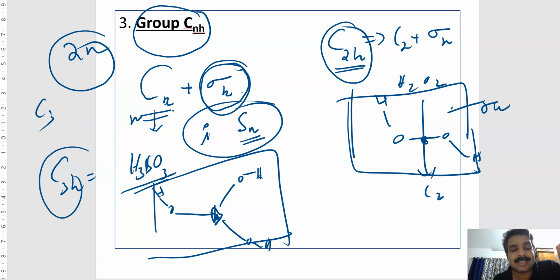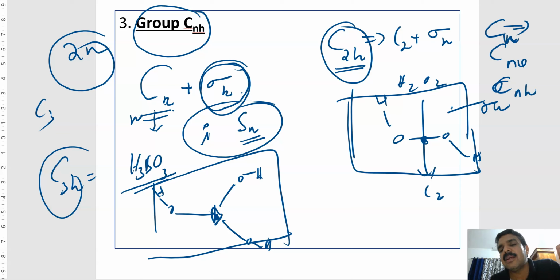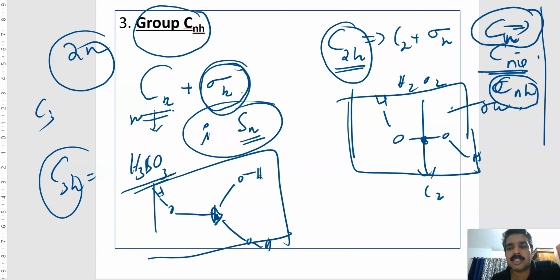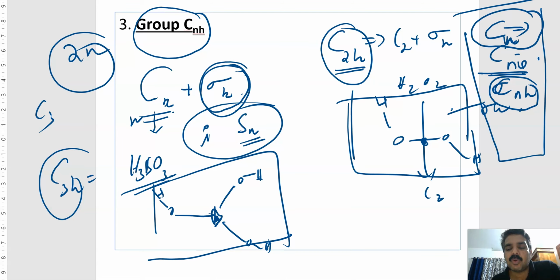These three are the C category: Cn, Cnv and Cnh. Cn means it contains only a rotation axis, no other plane of symmetry and no inversion center. Cnv means Cn plus n sigma v. Cnh means Cn plus a horizontal plane of symmetry. And those are the three types of C category point groups.